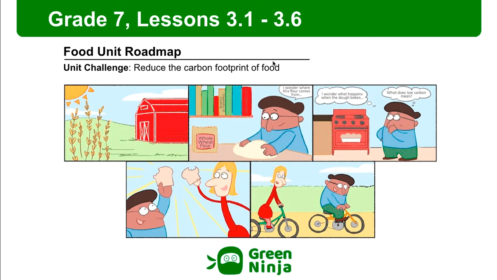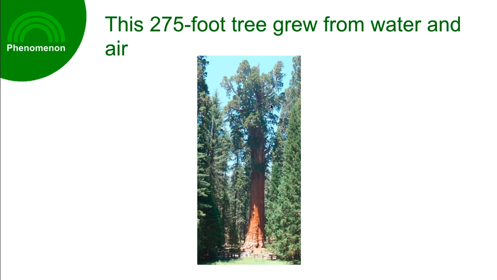The first group of lessons from Unit 3 focuses on photosynthesis. This image of a 275-foot tree weighing many, many tons embodies the phenomenon that we're going to explain during these lessons. Where did it get all that mass?